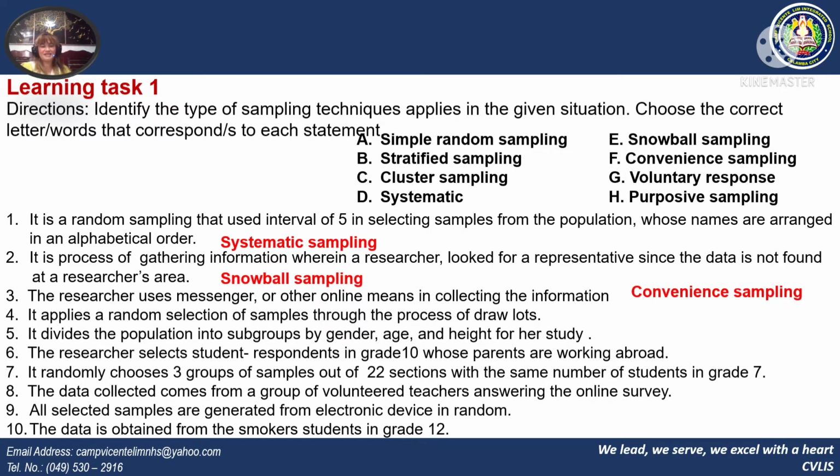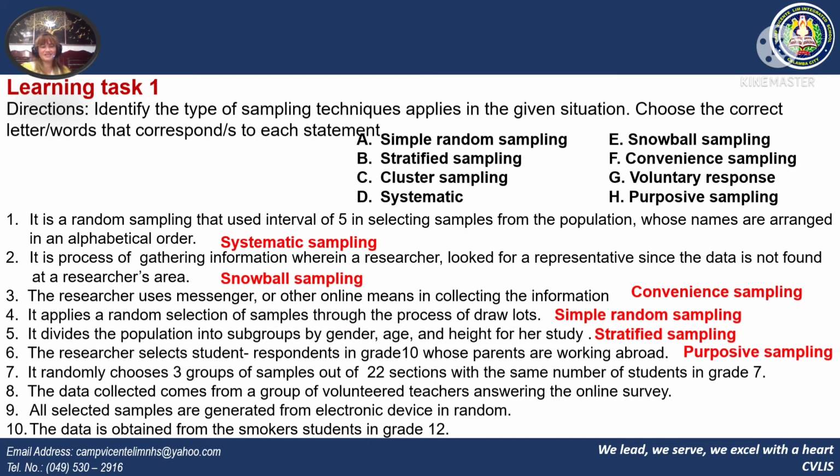Okay, number 4, it applies a random selection of samples through the process of draw lots. Okay, very good. Simple random sampling. 5, it divides the population into subgroups by gender, age, and height for her or his study. Excellent, because the answer is stratified sampling. Okay, number 6. The researcher selects student respondents in grade 10 whose parents are working abroad. Good job. The answer is purposive sampling.